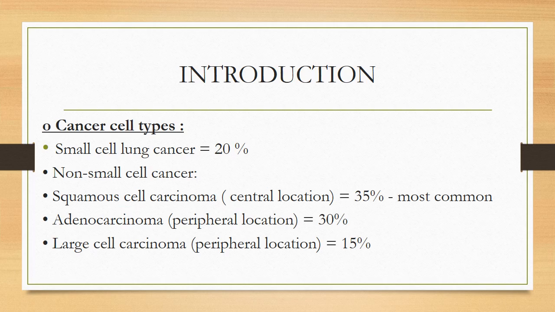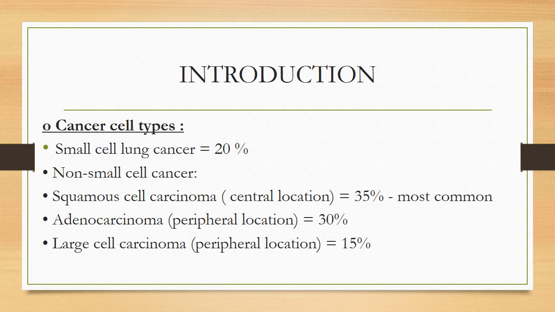So the cancer cell types include small cell lung cancer, which has a central location, that is near the main bronchus, and it is strongly associated with smoking. It occurs in 20% of the cases of lung cancer and it originates from small immature neuroendocrine cells. Therefore, they produce hormones. Therefore, it causes paraneoplastic syndromes. It has multiple site involvement in lungs and it grows fast and metastasizes fast as well.